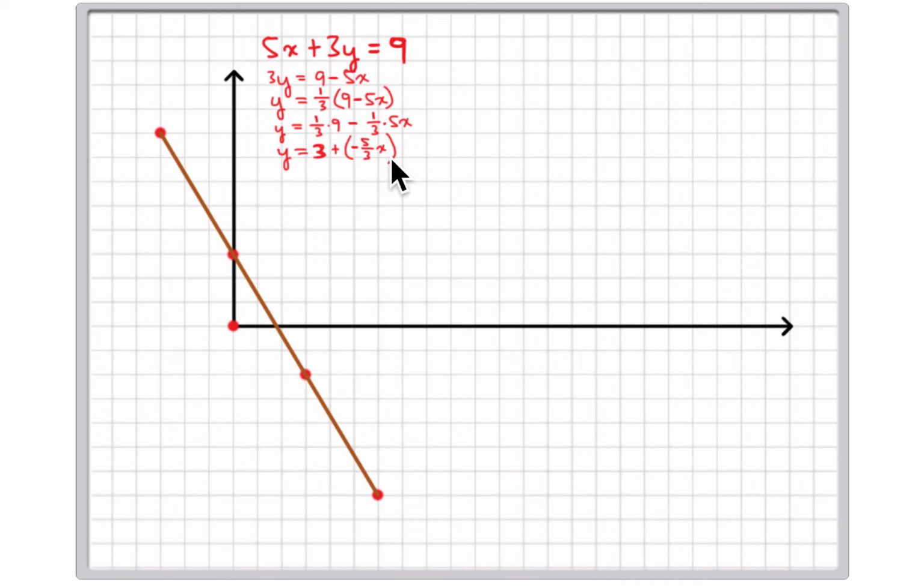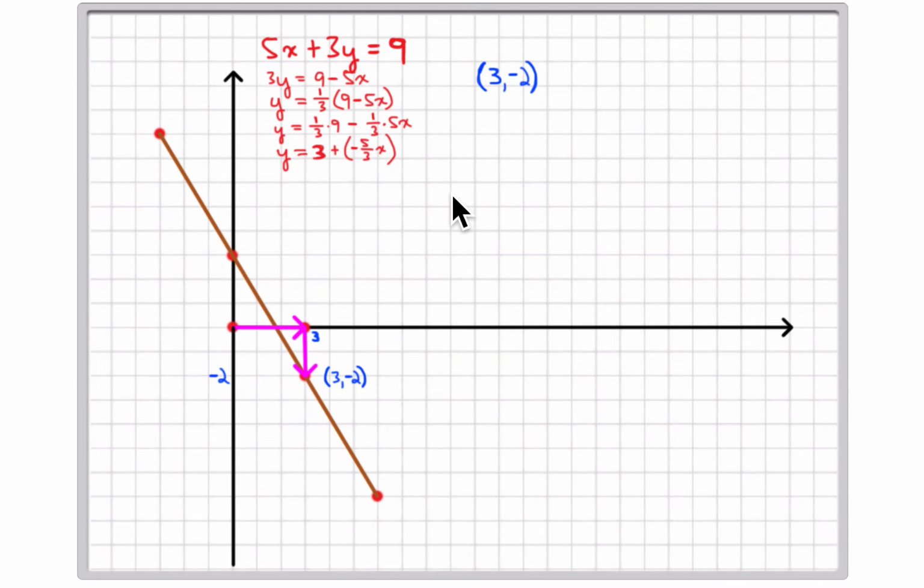Either way works. All right, so the point on that line we figured out was 3, negative 2. So we go over 3 is the x coordinate, negative 2 is the y coordinate. So this point is on this line. This line is defined by this equation, 5x plus 3y equals 9. So if you take these coordinates, x equals 3, y equals negative 2, and place them into this equation, it will make this equation true. It's a solution to this equation.